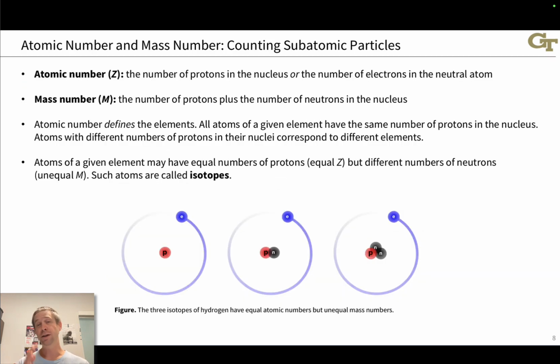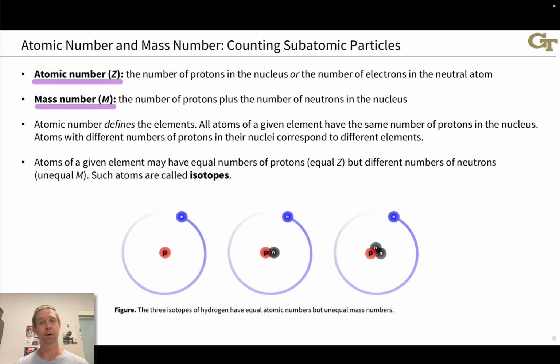The number of protons in the nucleus is actually what defines the elements. All atoms of a particular element have the same number of protons in the nucleus. And that number of protons in the nucleus has a very special name. It's known as the atomic number, and it's represented with the symbol capital Z. The nucleus can also contain neutrons, and in many cases we're interested in the total mass of the nucleus, or the total count of protons and neutrons in the nucleus. This is known as the mass number, and it's often represented with a capital M or sometimes a capital A.